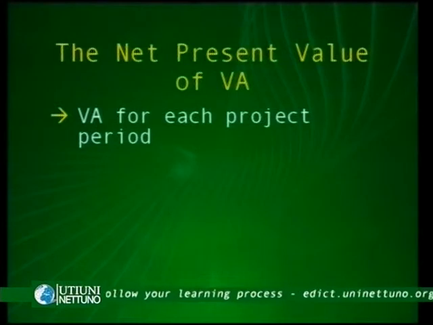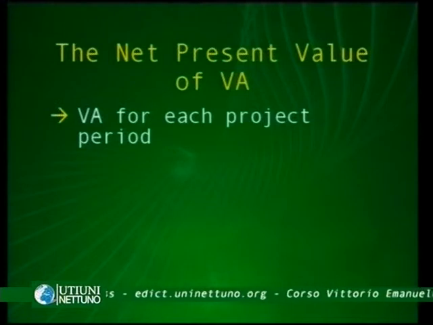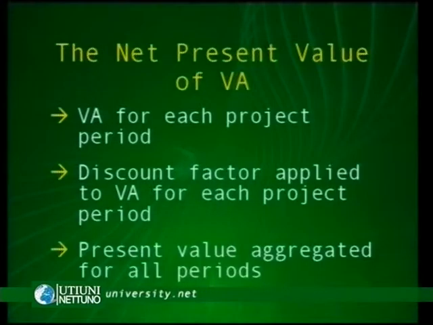Because the first step requires that we calculate the value added for each year of the life of the project. And so we know that the project has a long-term life, lasting several years. So for each of the years of the life of the project, we should determine the expected contribution of the project to value added. Once we have calculated all the value added for the project, we should calculate the discount factor. And the discount factor is to be applied to each of the value added that have been defined for each period of the life of the project.